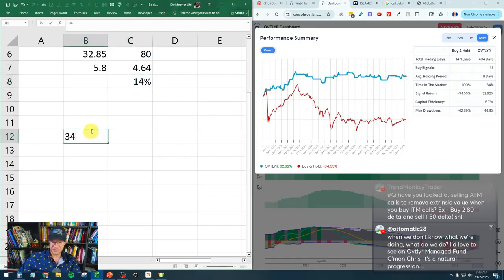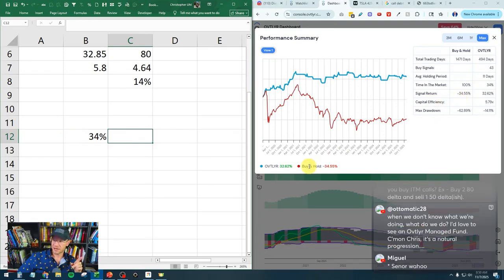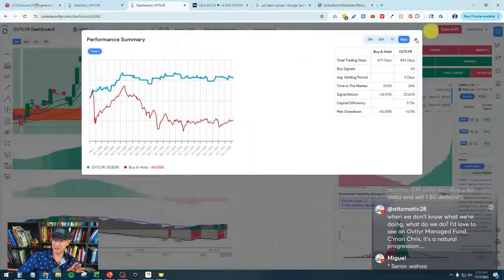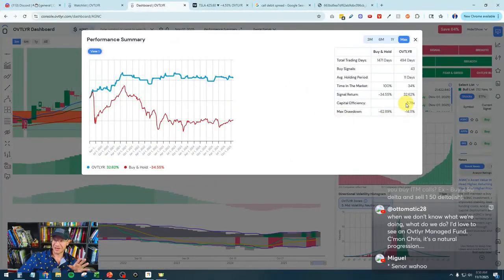So let's see if I can do the math correctly on this. 34% of the time. So 100% of the time, you would have gotten negative 34.55%. However, capital efficiency is going to be crazy. I won't be able to calculate it correctly because this is a negative value. But what this means is that for every day that you're in the market, I can already see the errors coming. That's why I'm stopping even trying.